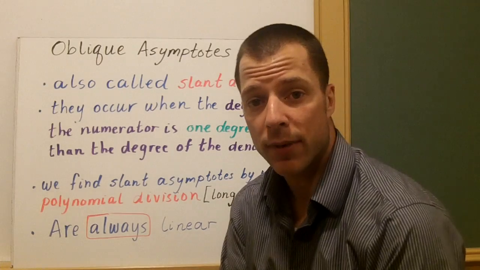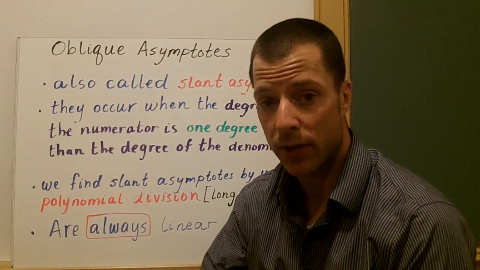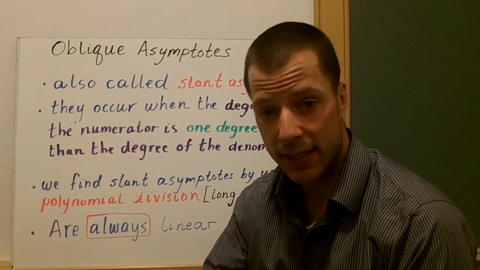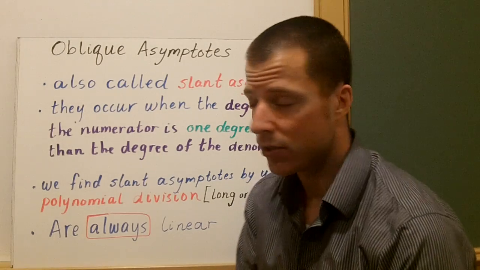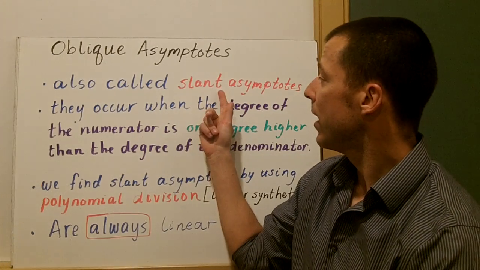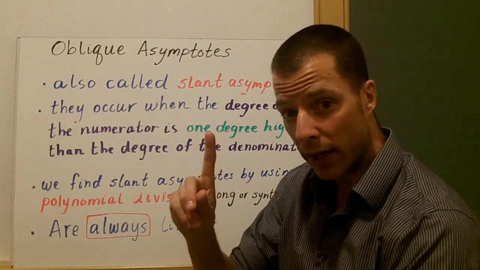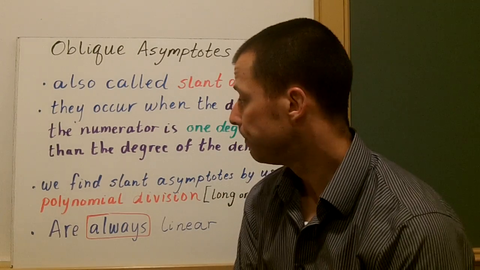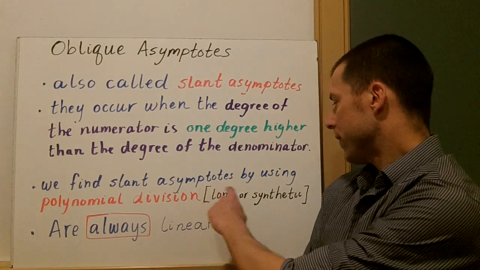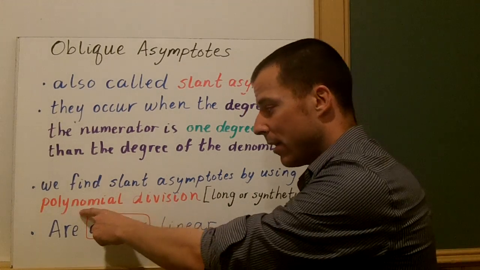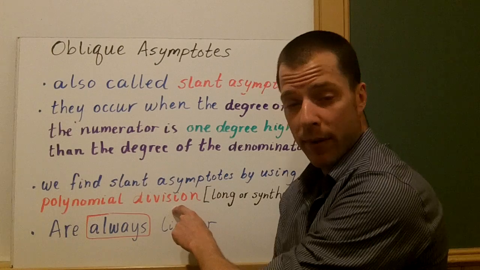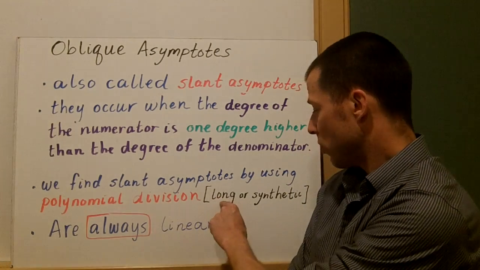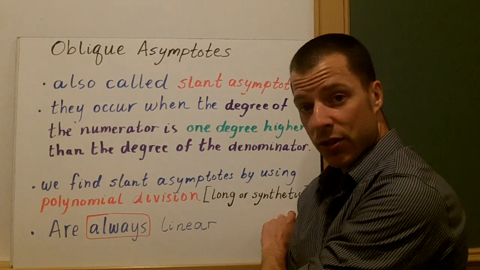So remember when we talked about horizontal asymptotes, when m equaled n, or when m was less than n, we had a horizontal asymptote. However, if m is greater than n by 1, we're going to have what's called a slant asymptote, or oblique asymptote. Okay, we can find slant asymptotes by using polynomial division. And remember there's two ways we can use polynomial division, long or synthetic division.